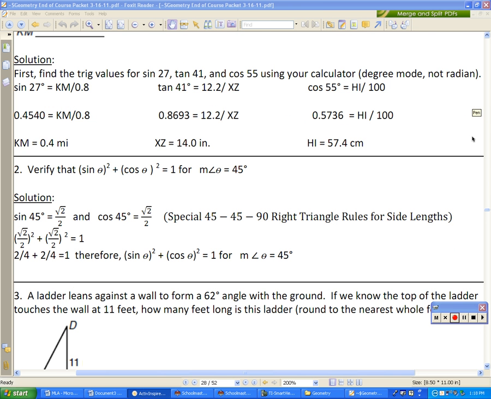All right, next one is not one that we have messed around with before, but it's kind of fun. Verify that sine squared plus cosine squared equals 1 for the measure 45 degrees. And they do this with some fancy calculator thing. But what you can do with that if you want is ask your calculator, what's the sine of 45 degrees? 0.707.